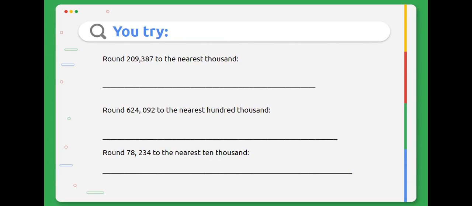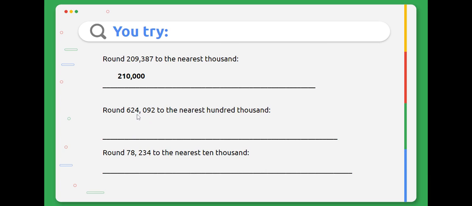Pause this video and try these three and then come back and see if you got the right answer. If you round 209,387 to the nearest thousand, you're going to look here, go back here. 3 tells the 9 to stay the same. So this is going to be, oops, Mrs. Oakley got this wrong. This should be 209,000, not 210.